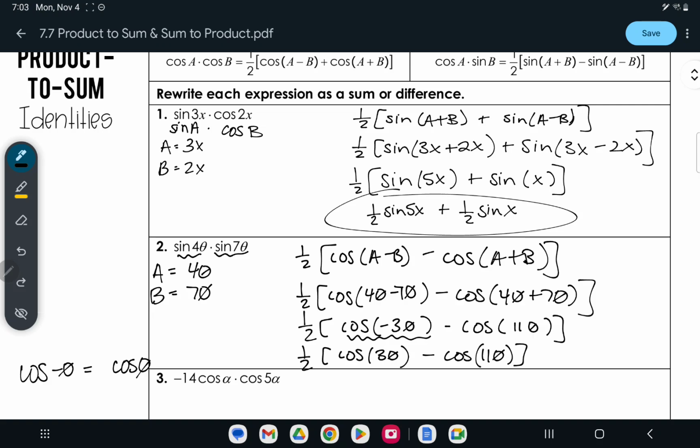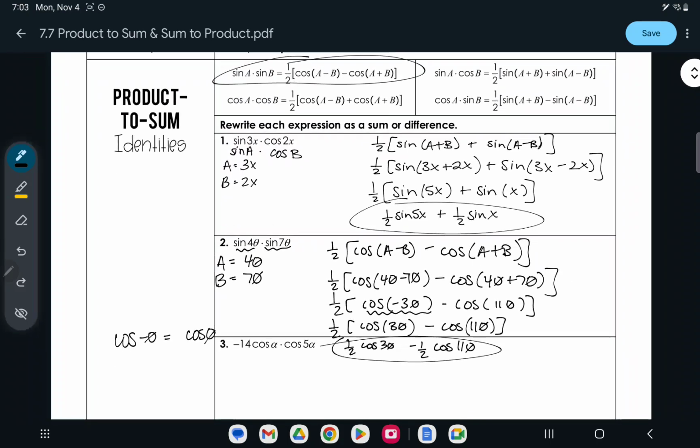And if I want to distribute the 1/2, I can. So 1/2 cosine 3 theta minus 1/2 cosine 11 theta. That's the final answer. Okay.